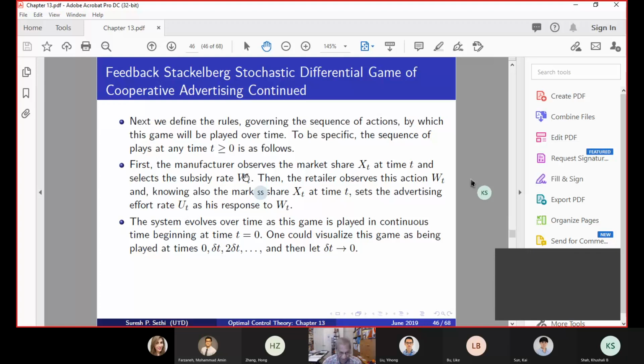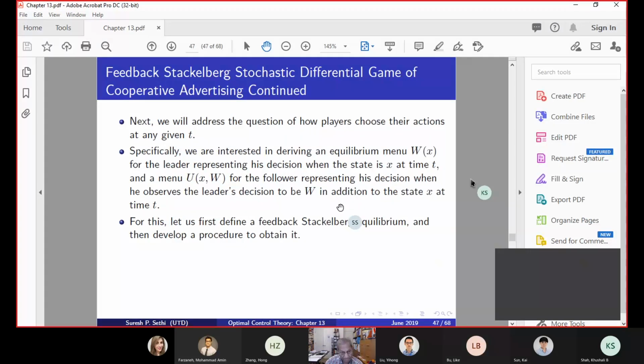Okay, so I already mentioned that you can think about this as a sequence of small time periods and then take the limit. That is what Basar also does, but we don't do it that way. In our 2019 paper, we have a different formalism. We're going to talk about this soon.